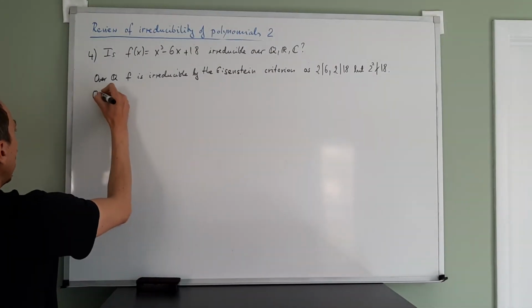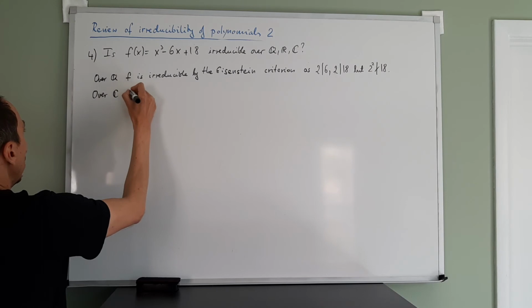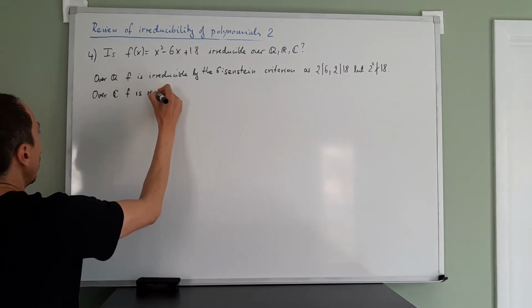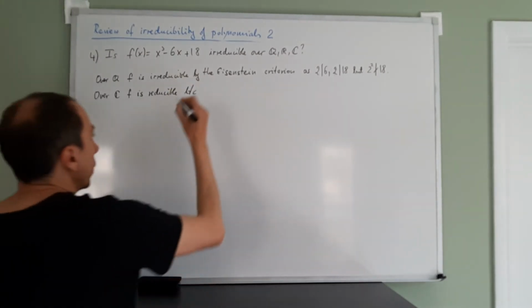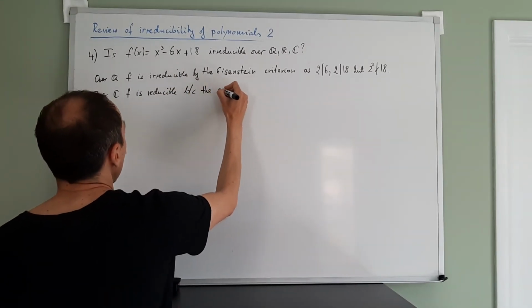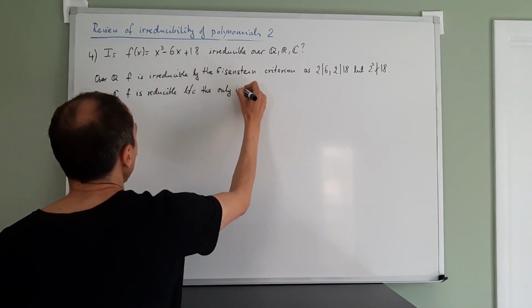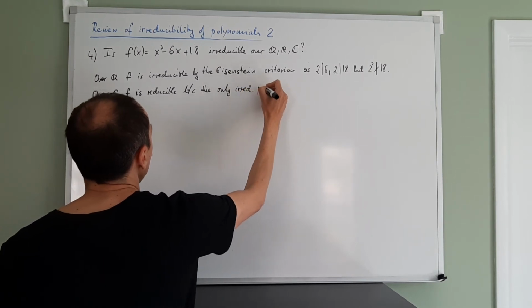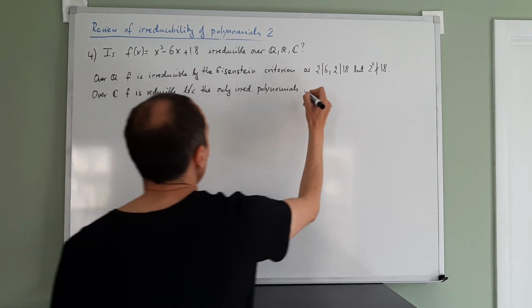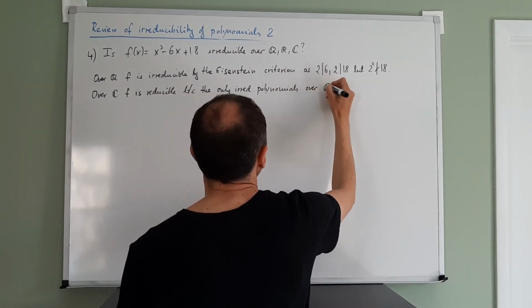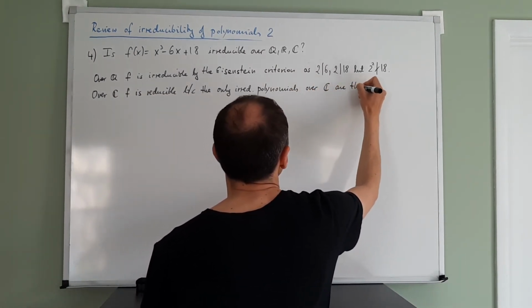Over C, f is reducible because the only irreducible polynomials over C are the degree 1 polynomials.